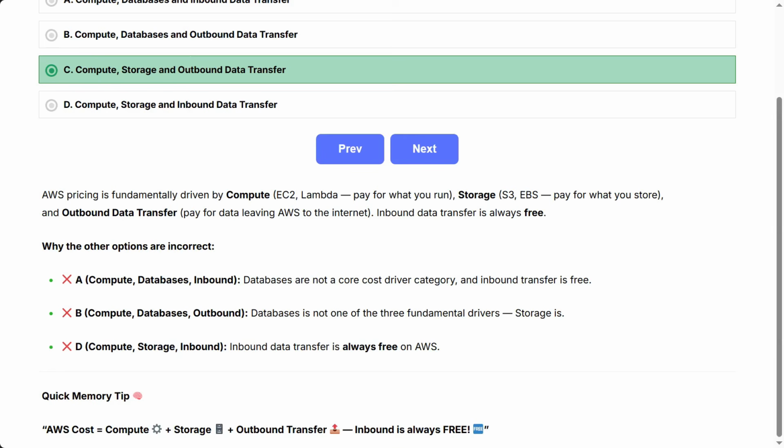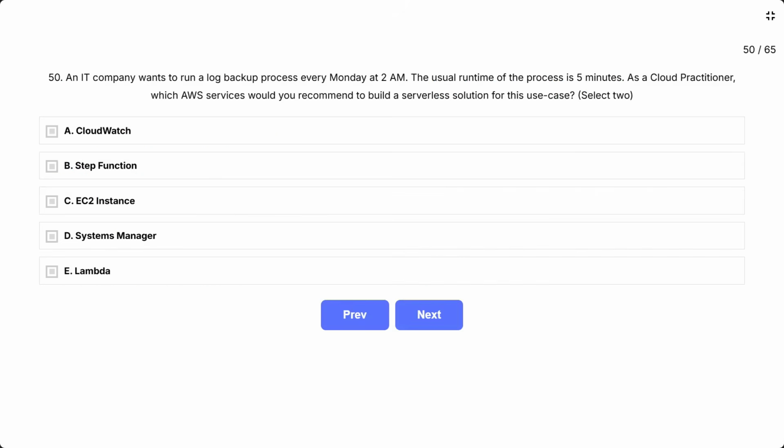A. Compute, databases, inbound. Databases are not a core cost driver category, and inbound transfer is free. B. Compute, databases, outbound. Databases is not one of the three fundamental drivers. Storage is. D. Compute, storage, inbound. Inbound data transfer is always free on AWS. Tip: AWS cost equals compute plus storage plus outbound transfer. Inbound is always free.